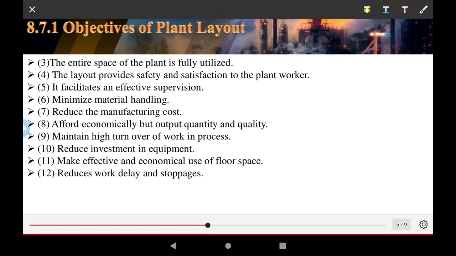Continue objectives for the plant location. The entire space of the plant is fully utilized. The layout provides the safety and satisfaction of the plant and workers. The plant provides safety for the laborers and satisfaction of the customers, with the desired shape and size of the product provided, and safety for the labor.